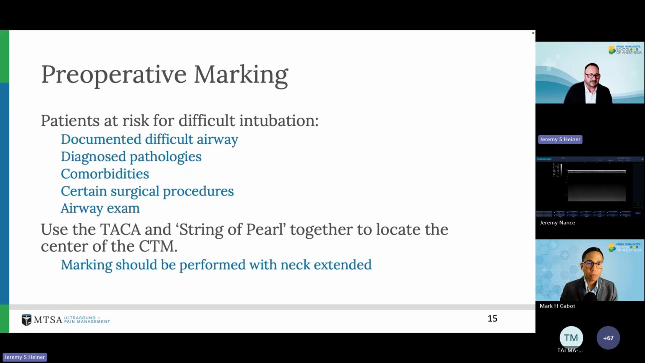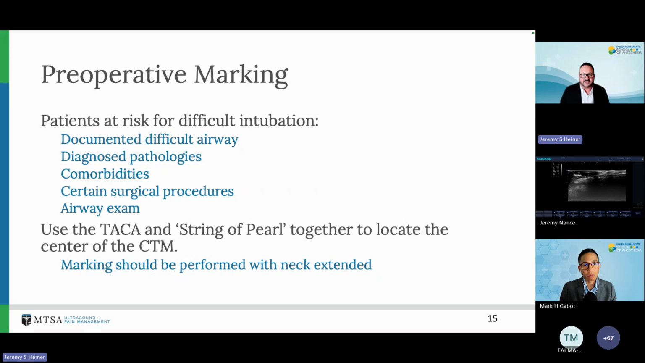So here's a little bit of information on maybe some patients where we would want to do this POCUS assessment of the cricothyroid membrane, the larynx, and all the associated anatomy, and then mark that cricothyroid membrane prior to wheeling the patient back into the operating room, or maybe we're pre-oxygenating a patient outside of the operating room, and we're anticipating that there could be some difficulty. Well, we could mark that cricothyroid membrane by performing the POCUS assessment really quickly before we manipulate that airway.